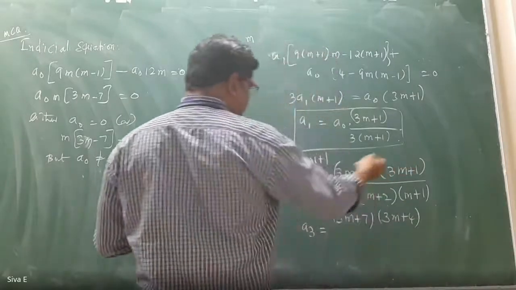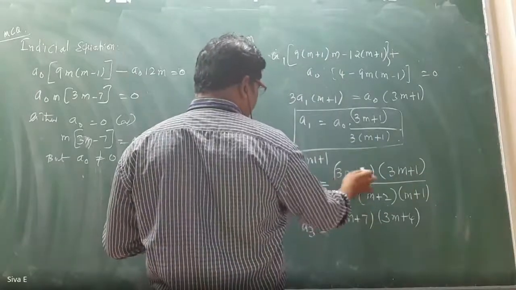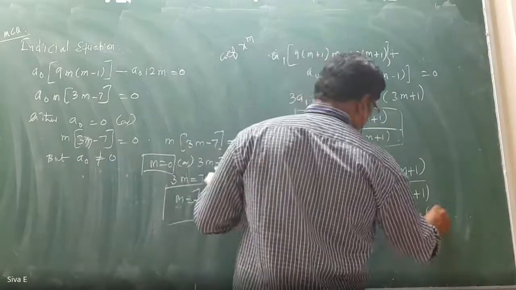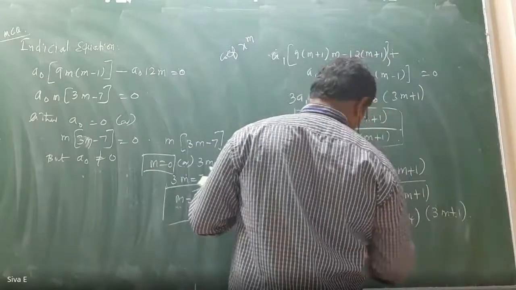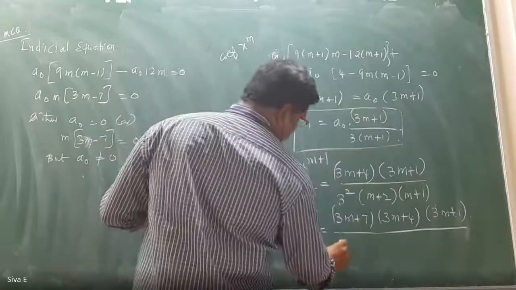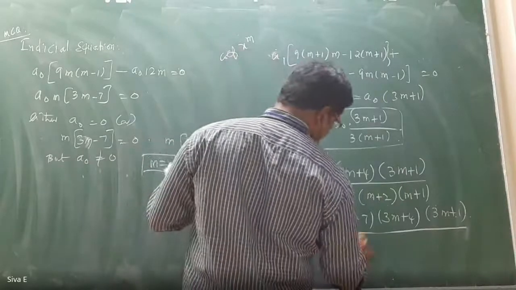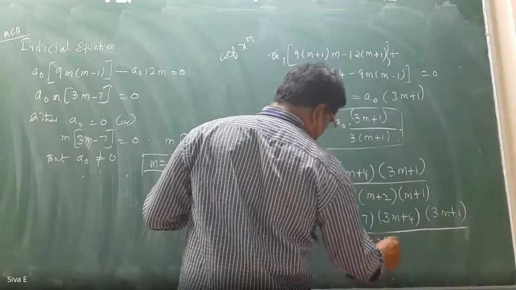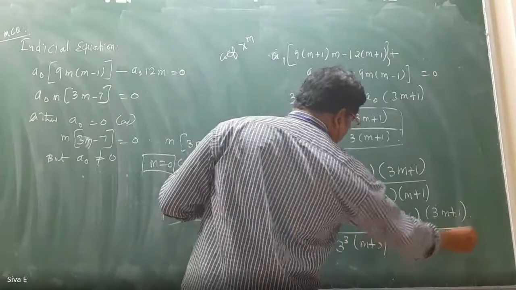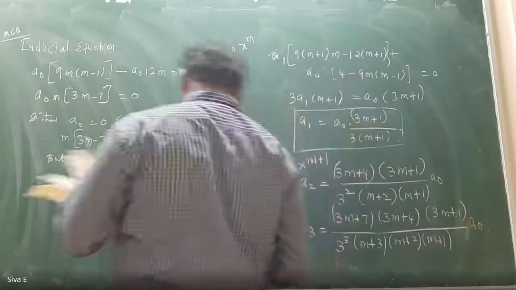Actually, it is like that binomial series. You can see that it is like binomial series format. (3m plus 7)(3m plus 4)(3m plus 1) divided by 3 cube (m plus 3)(m plus 2)(m plus 1) into a naught, and so on.